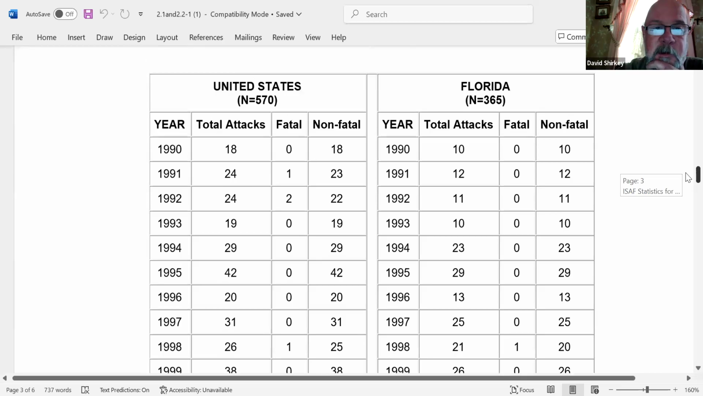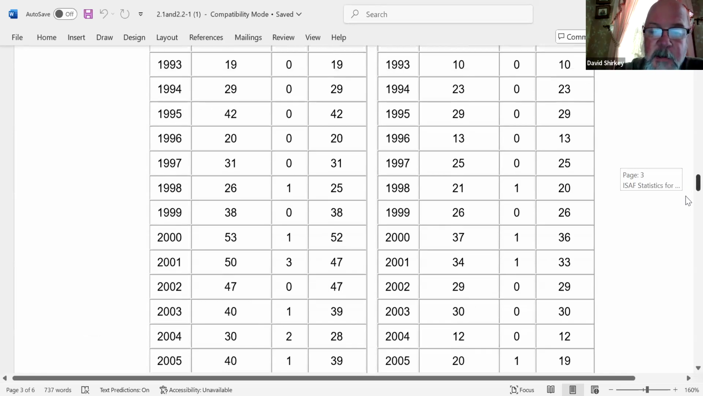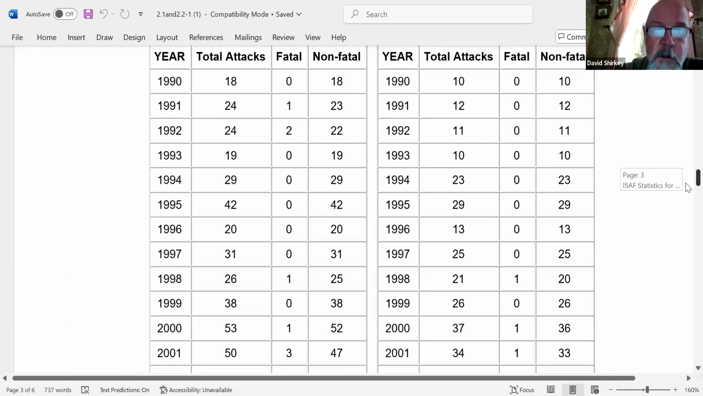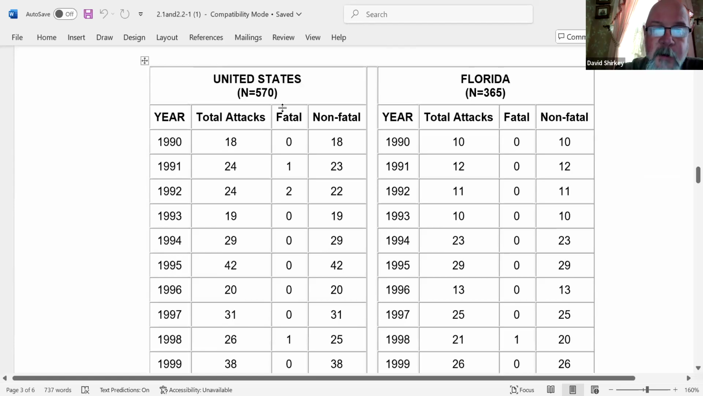So what they've done, if you look at the top, the graph on the left is for the United States total number of shark attacks during those time periods, and then on the right is Florida. Notice, by the way, from 1990 to 2006, they recorded a total of 570 attacks. And they did the same for Florida here, right? Notice Florida, by the way, out of those 570, Florida has 365 of those attacks. It's one of the highest shark attack places in the United States.